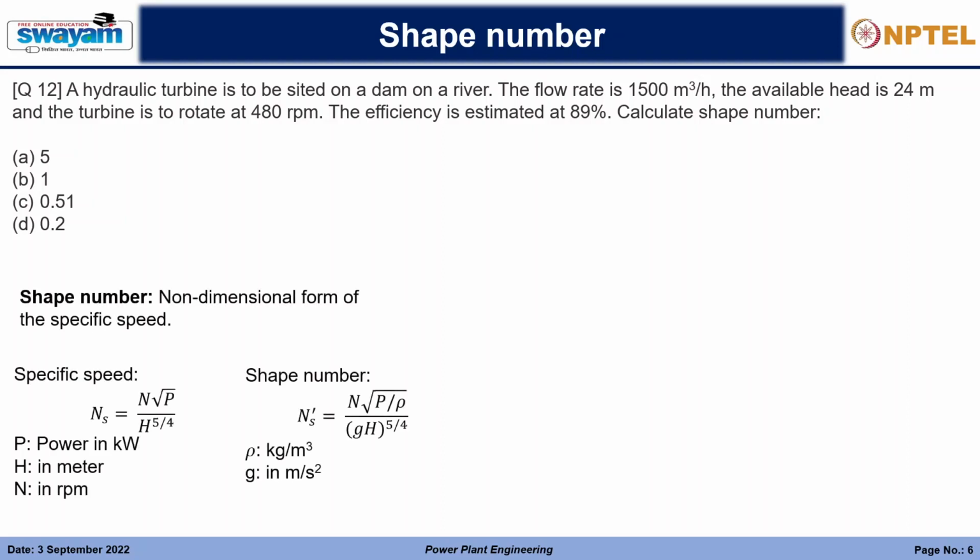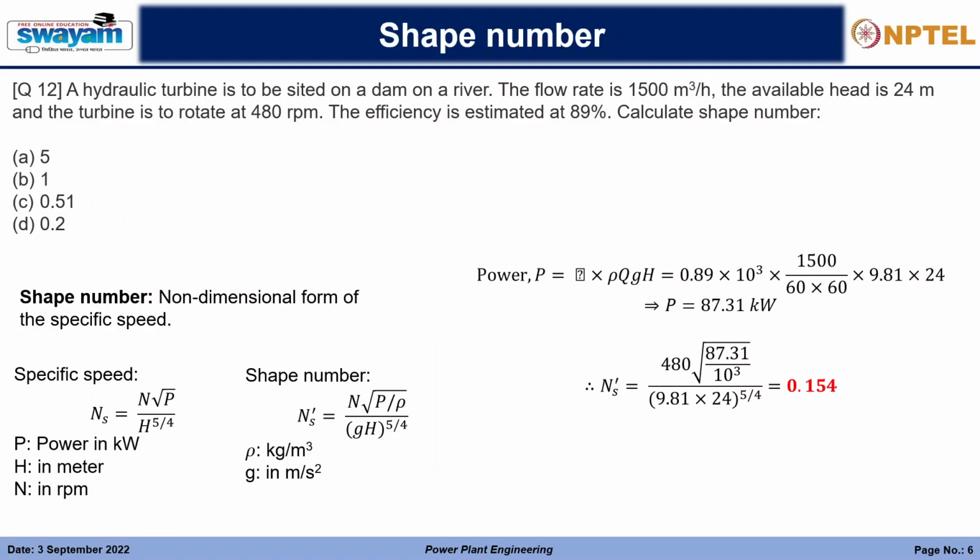So let me talk about shape number. The specific speed has units in rpm, but if we want to non-dimensionalize it by introducing the density and the acceleration due to gravity, the quantity we get is called the shape number. So shape number is basically the non-dimensional form of the specific speed. It is given by this formula.